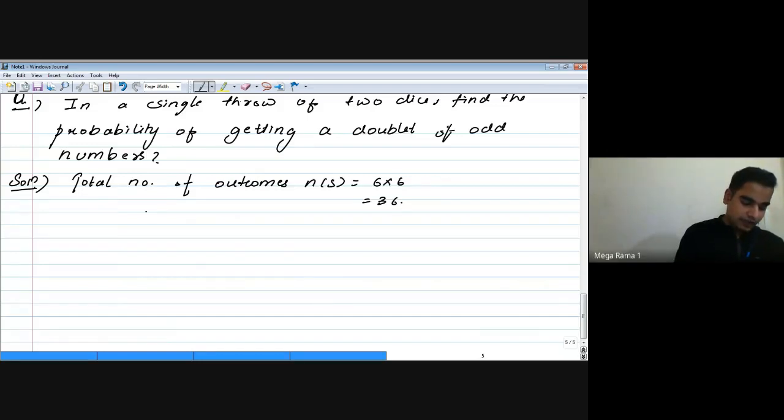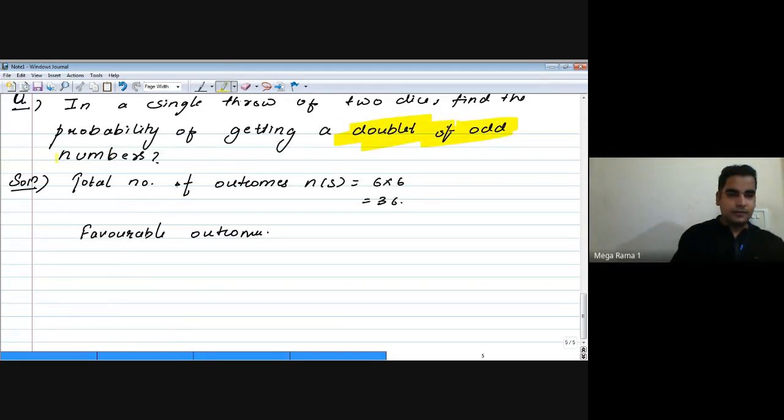Yes, Saksham, you said 36, but someone else gave some other value. Now, what are the favorable outcomes? They are asking the favorable outcomes are the doublets of odd numbers. What is the meaning of doublet? Doublet means numbers like 1 comma 1, 2 comma 2, 3 comma 3, that is 1 1, 2 2, 3 3, 4 4, 5 5, 6 6. But we are concerned with the odd numbers, so both will have to be odd.